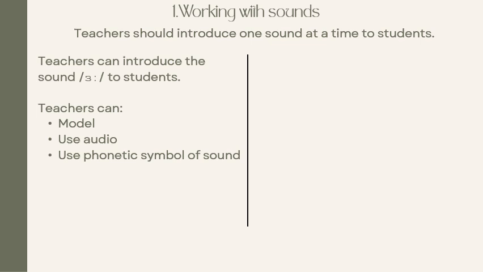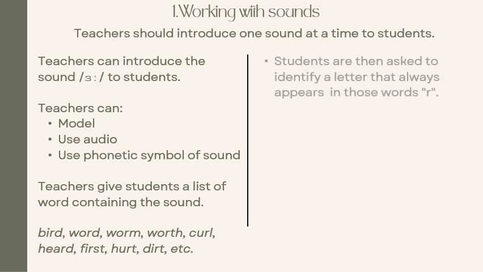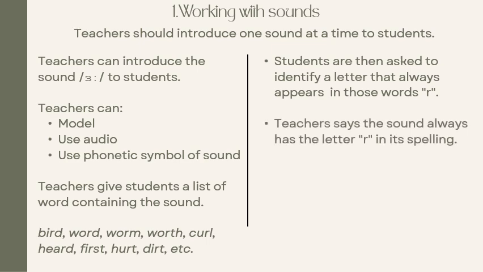Then you can give students a list of words that contain the sound. So words like bird, word, worm, worth, curl, herd, first, hurt, dirt, etc. all contain the sound. You can then ask students to identify a letter that always appears in each of those words, and in this case we can see the letter R. So now you can tell students that the letter R is always in the spelling of any words that have the sound.